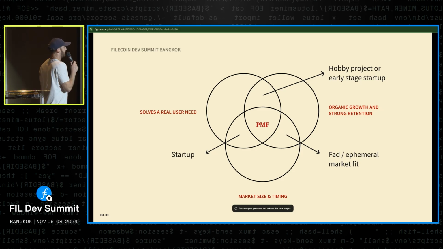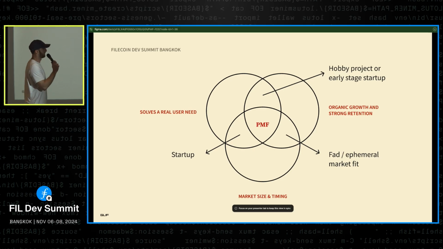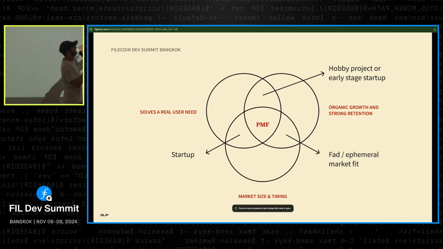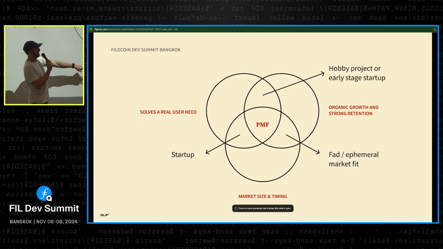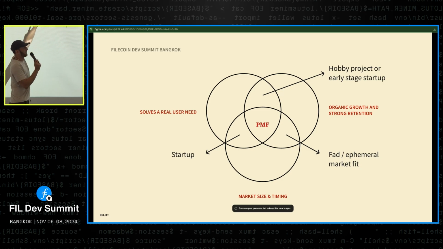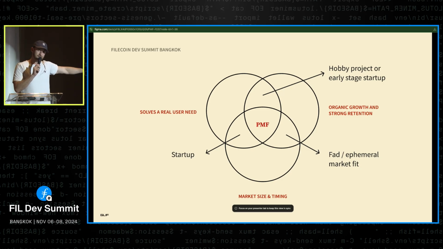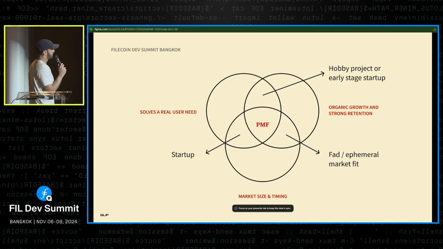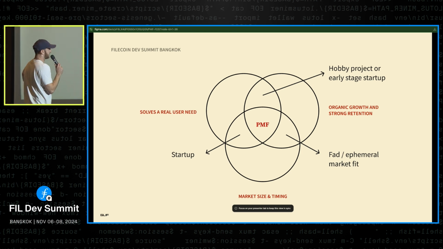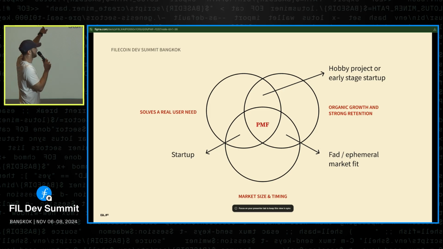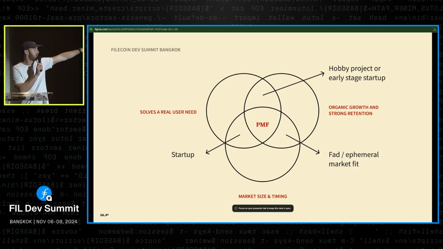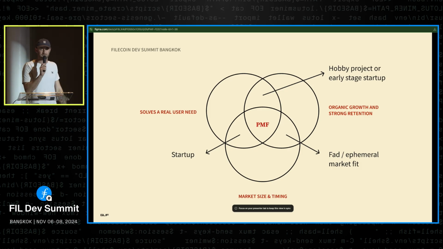And so you could look at different areas of this Venn diagram and think about it. A lot of us are in here, where we have identified that there's a market and there is a real user need, but we don't have organic growth or retention. That's where a lot of startups sit. You may also have some weird friends who are solving a real user need, at least for themselves, and there's some organic growth and strong retention, but there's actually no market for that product, like a babysitter for your snakes or something. I don't know.